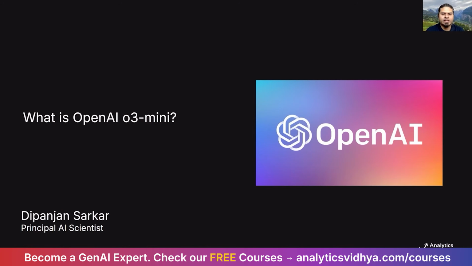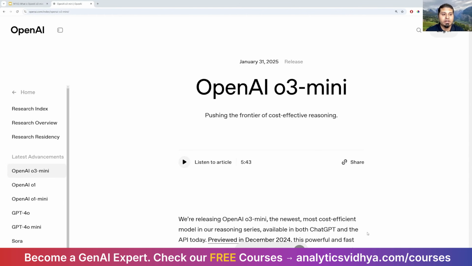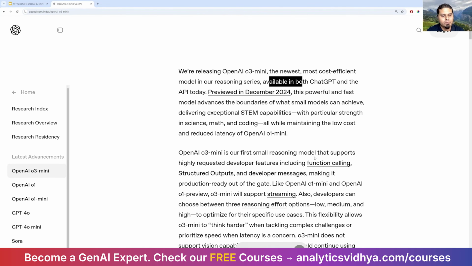Welcome back. So let's understand what is OpenAI o3-mini. Now, OpenAI, the organization behind ChatGPT, has recently released OpenAI o3-mini, which is the newest and the most cost-effective reasoning large language model, specifically in its reasoning series of models. Now, this was released at the end of January 2025, where OpenAI mentioned that they are releasing OpenAI o3-mini, which is the model name, and it is available in both ChatGPT and also in their API. And overall, this is one of the most powerful models, not only in terms of reasoning power, but also in terms of speed.